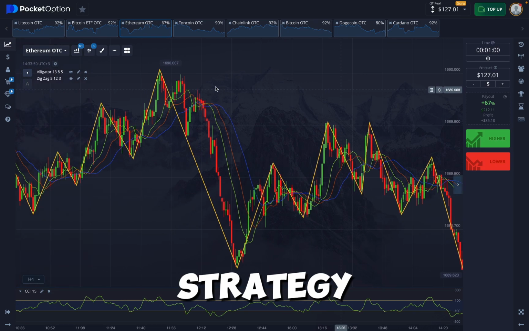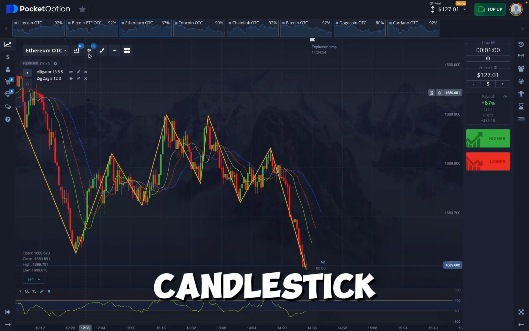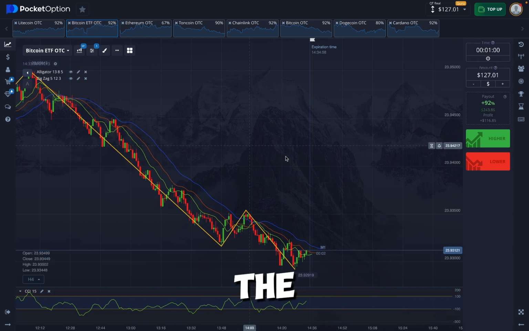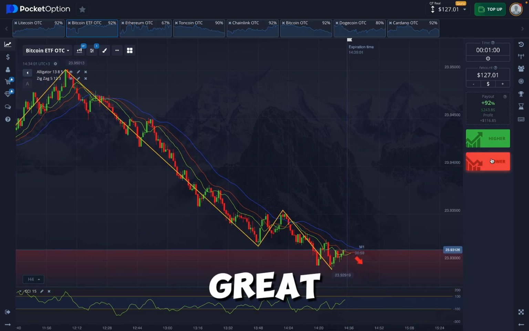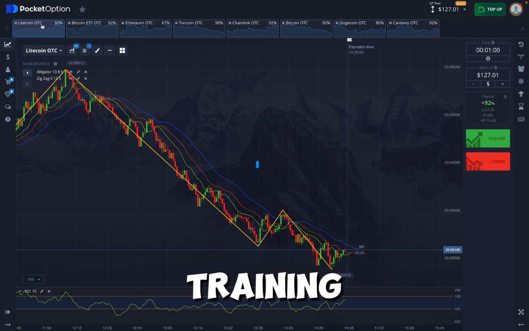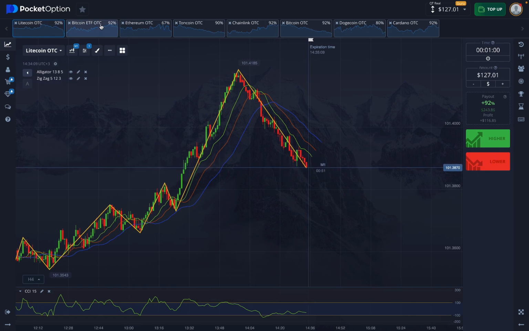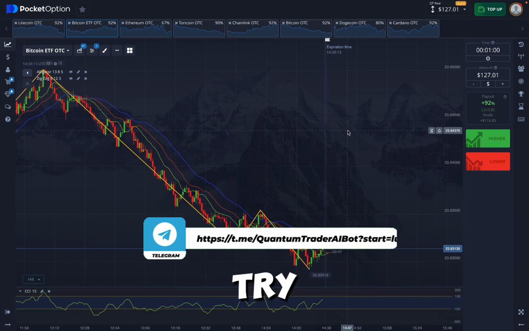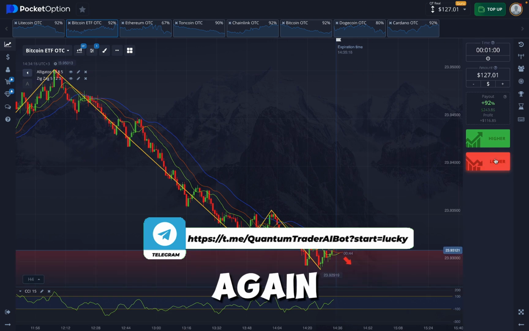According to this strategy, and as you can see in this candlestick, I hit and closed the trade in plus. Great. Let's continue further training and pick up the next asset. Here, I will probably try to open a down trade again.